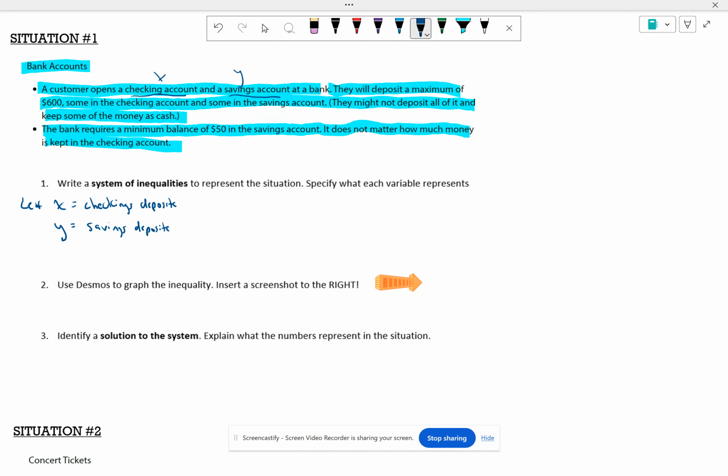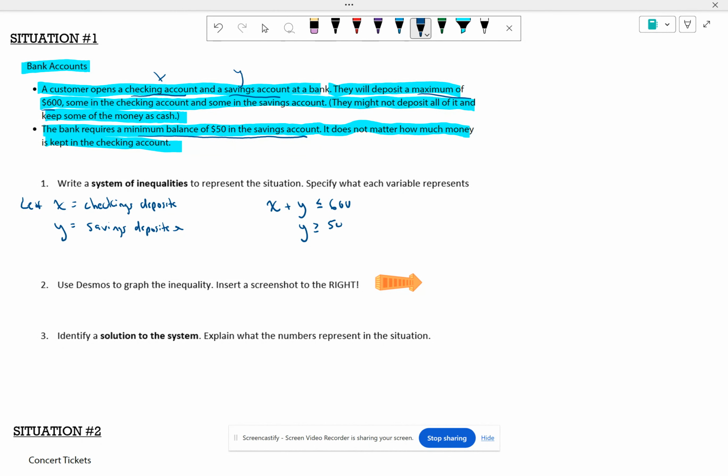Now I'm told that I'm going to put a maximum of $600 into the two accounts put together. So if I take the amount I put in my checking account and the amount I put in my savings account and add them up, that cannot go over $600. So that's got to be less than or equal to 600. Now we also know that the bank requires a minimum balance of $50 in the savings account. So I can't put nothing in there. To hold that account, they need you to have at least $50 on there. So the amount in my savings account has to be greater than or equal to $50.